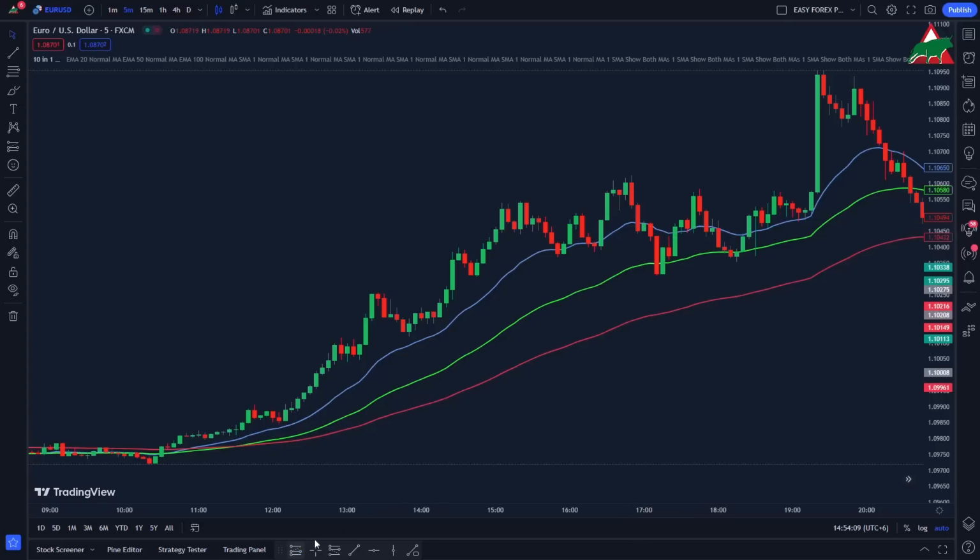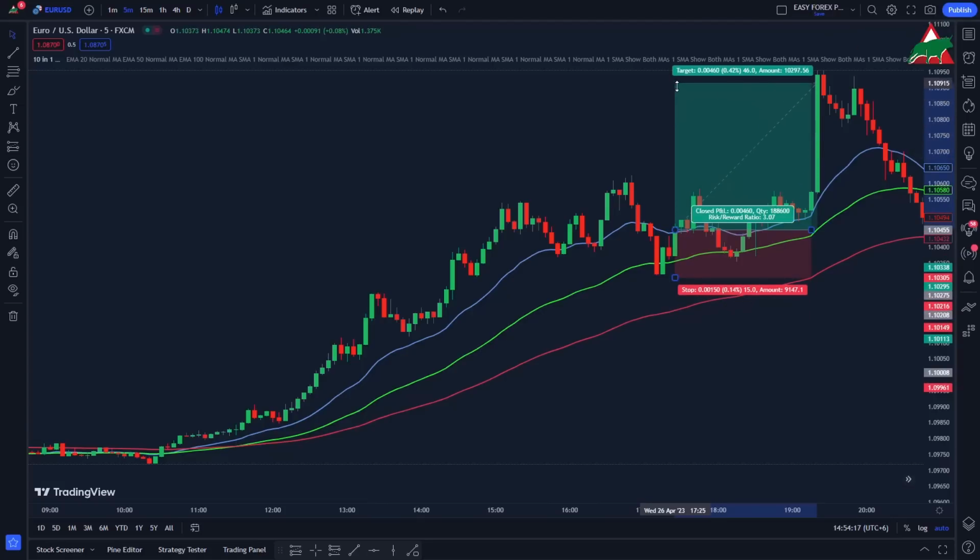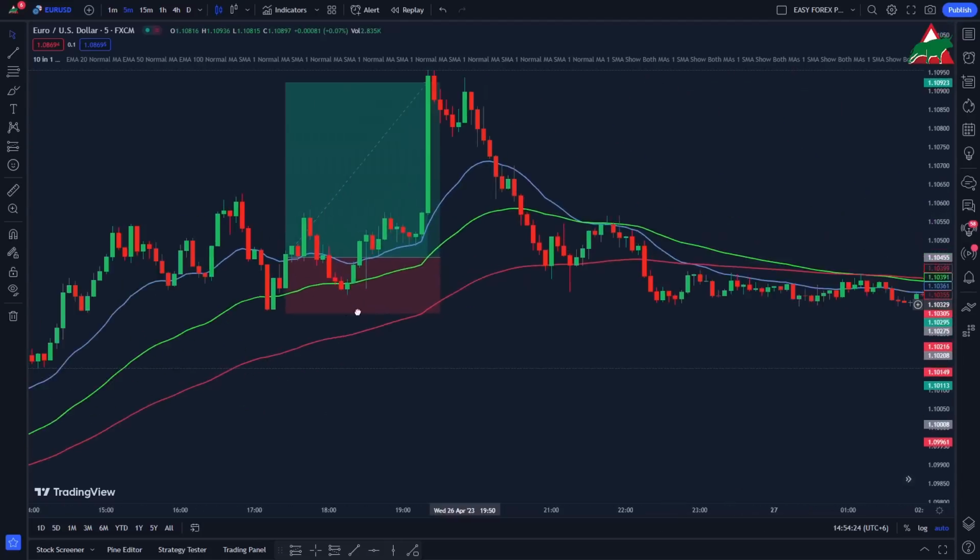Once this happens, we take a buy position. Then, we set up our profit target and stop loss. As you can see, the price ends up hitting our profit target, so this counts as a successful trade. Now let's look at another example.